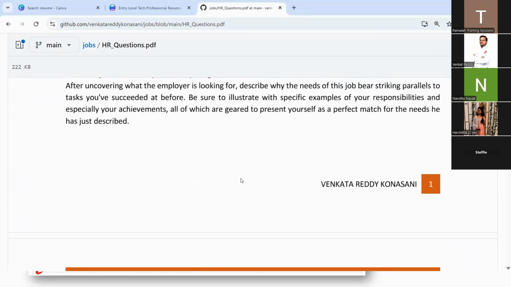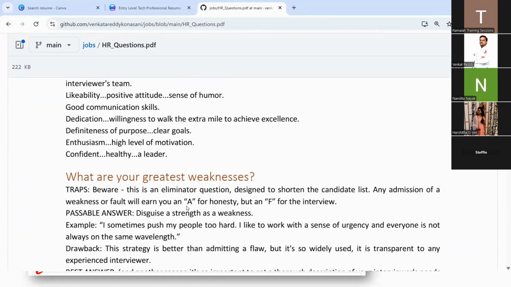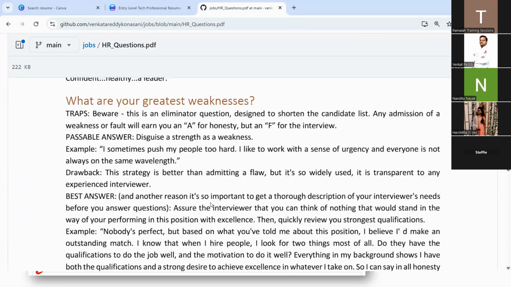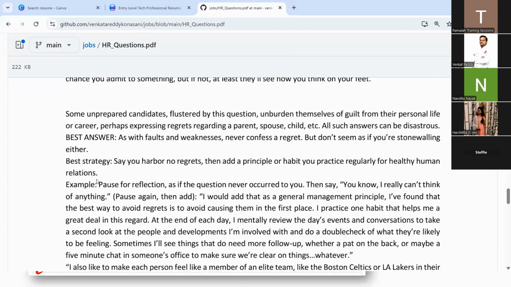Let's say some of the common questions. Usually, when you go through these questions, they look very simple. But if we are unprepared, that might decide our overall job. Tell me something you did or failed to do that you feel a little ashamed of. Now, what is the trap from the psychology point of view? What is the best answer?